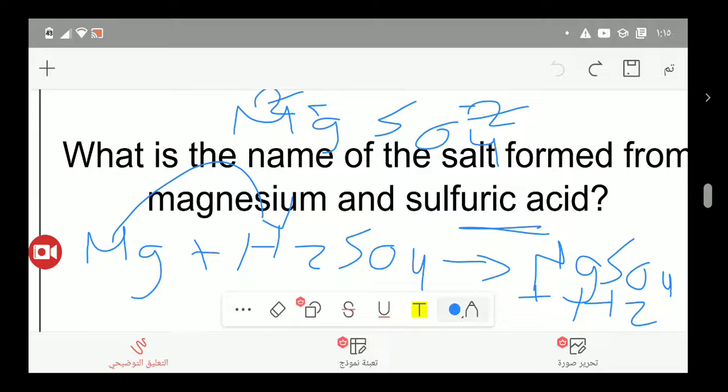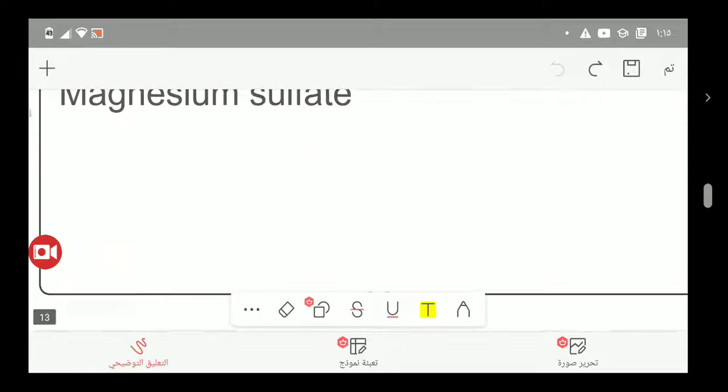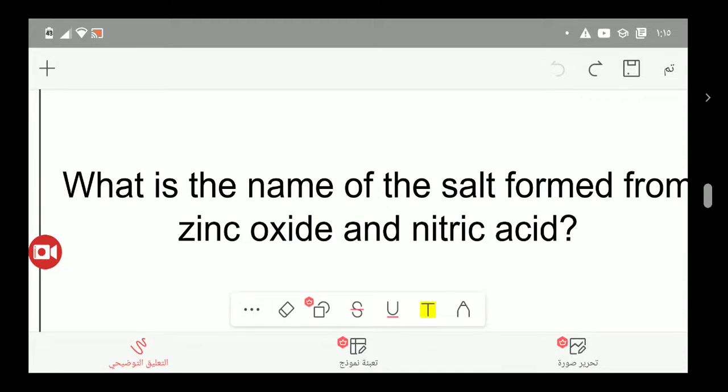Next question: what is the name of the salt formed from zinc oxide and nitric acid? Also, we have to write the equations.